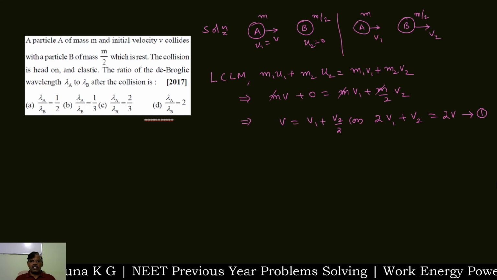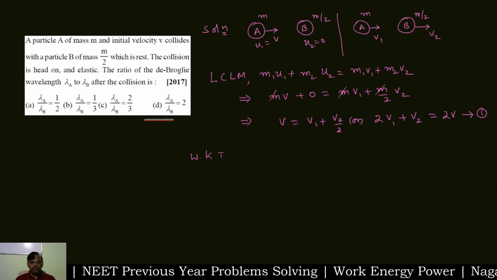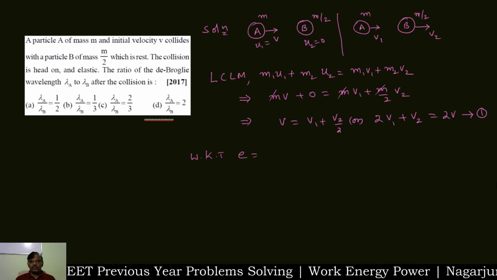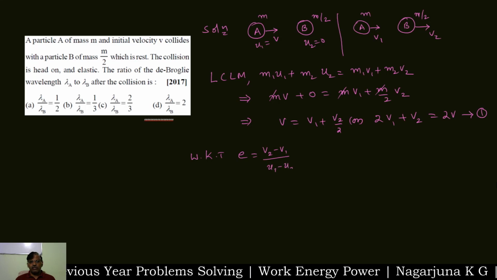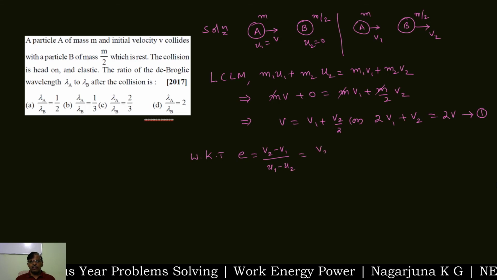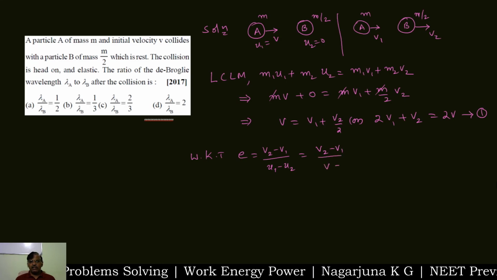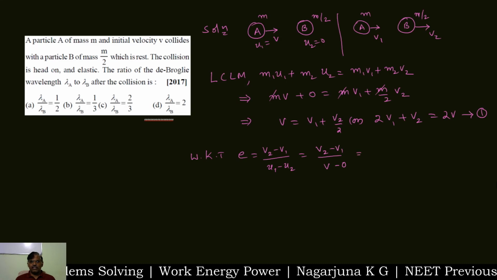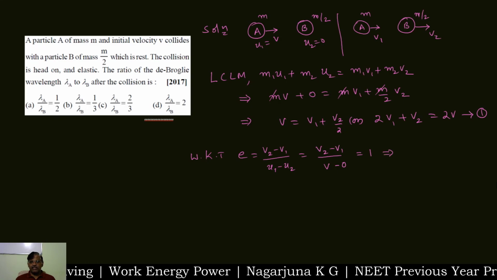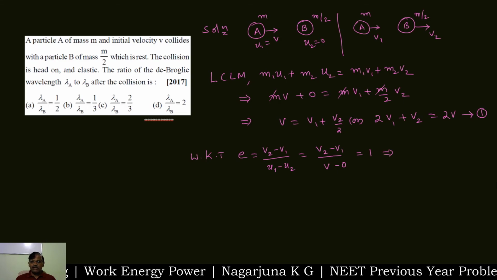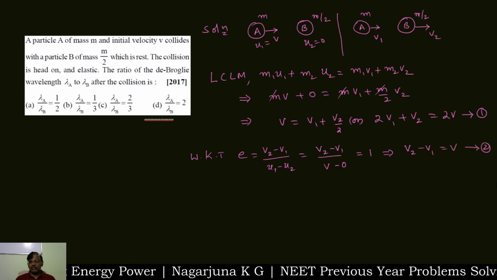And again, we know that the coefficient of restitution can be written as v2 minus v1 divided by u1 minus u2, where u1 is v and u2 is 0, and that is equal to 1 for head-on elastic collisions. So we can write v2 minus v1 is equal to v. Let us call it equation number 2.